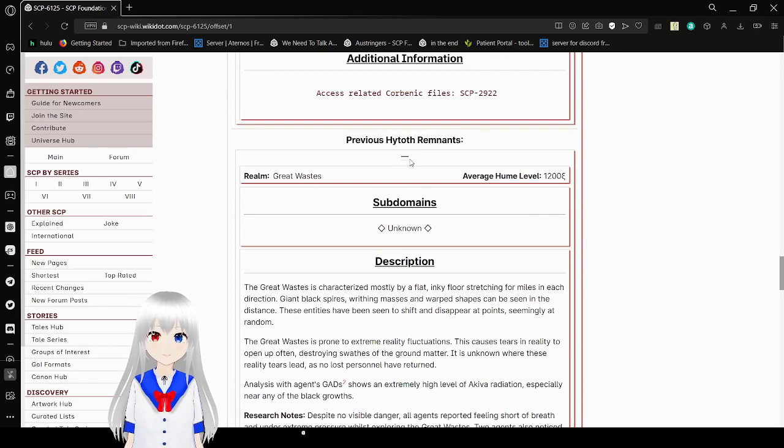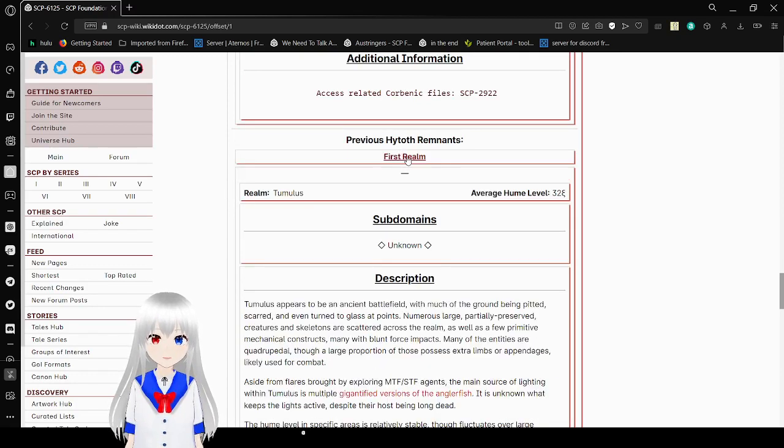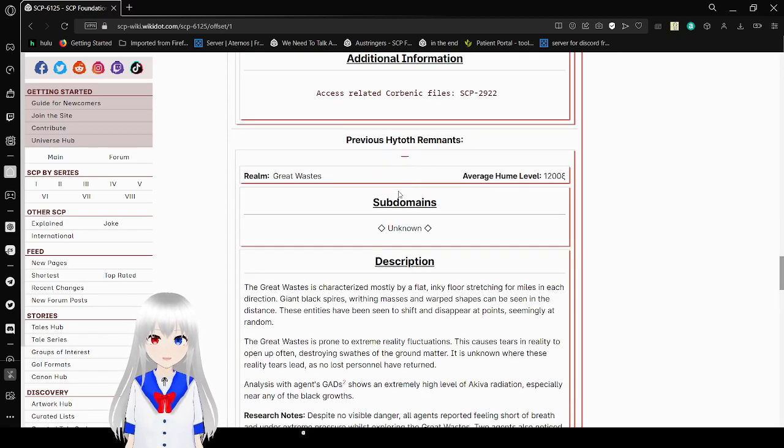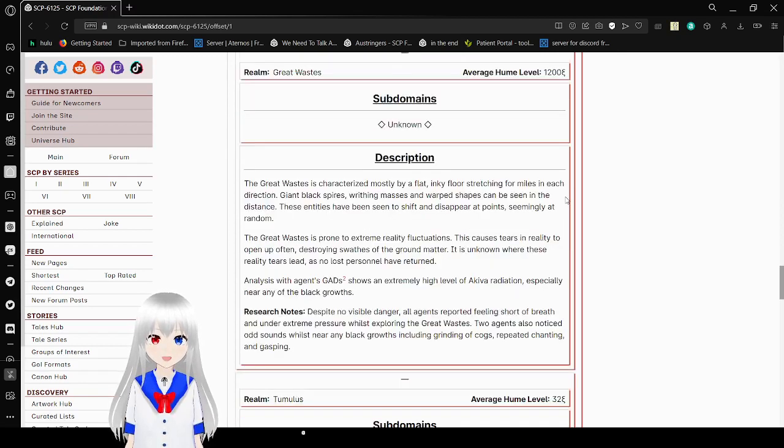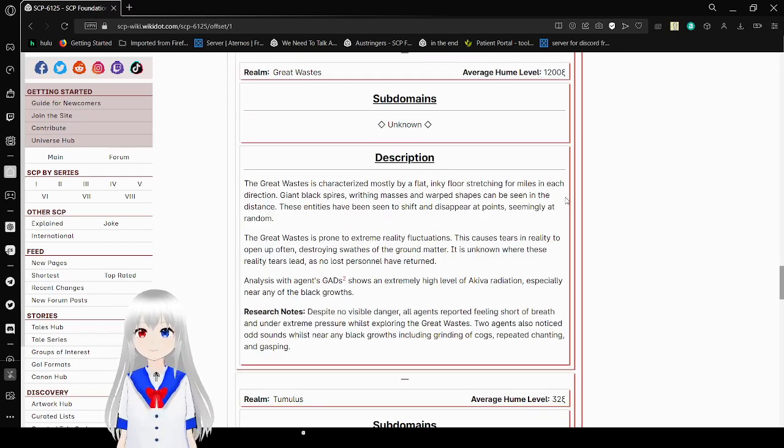We haven't read anything of the previous Hightoth realms, which includes the 1st realm, known as the Great Waste, with an average human level of 1200. Subdomains unknown. Description: The Great Waste is characterized by a flat, inky floor stretching for miles in each direction. Giant black spires, writhing masses, and warped shapes can be seen in the distance. These entities have been seen to shift and disappear at points, seemingly at random.